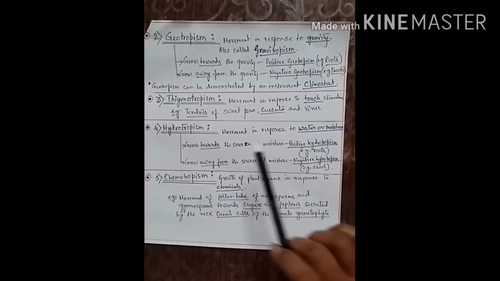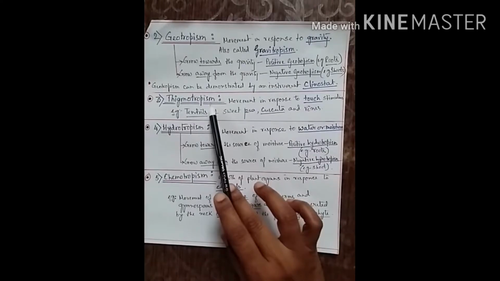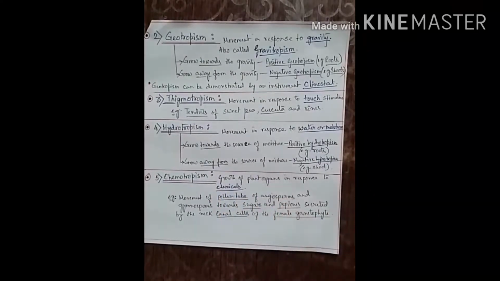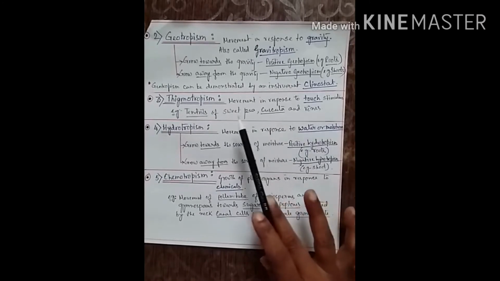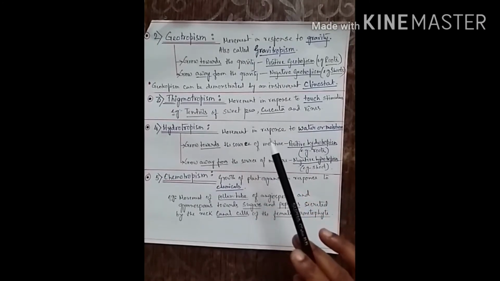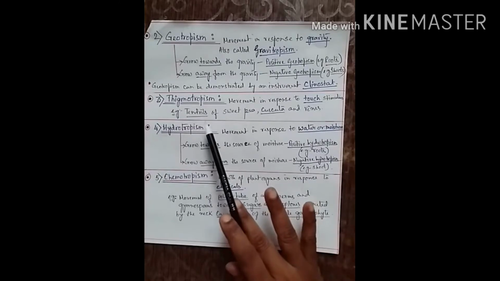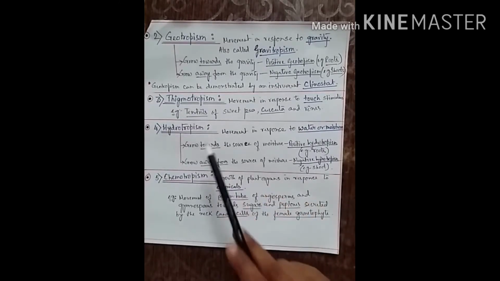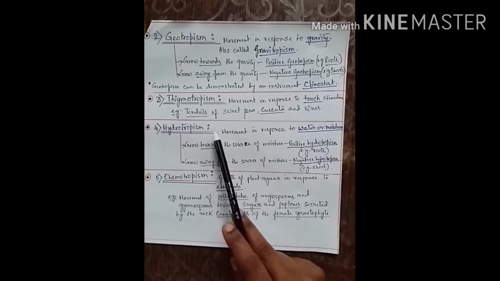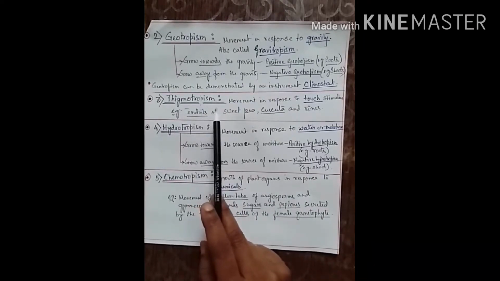The third type is the thigmotropism, when the plants respond to the touch stimulus. You can see the tendrils of cuscuta, sweet pea, different types of the climbers. The tendrils normally grow where they are getting the touch stimulus. So this type of movement is called thigmotropism.